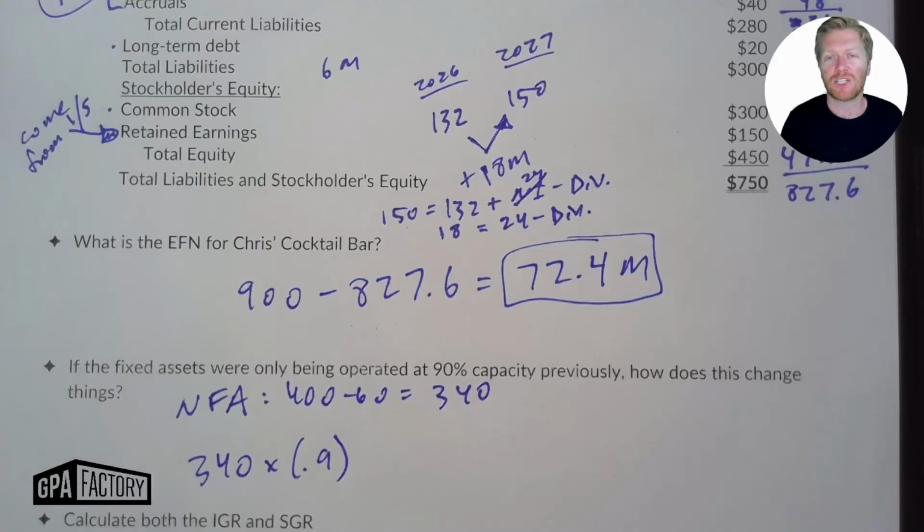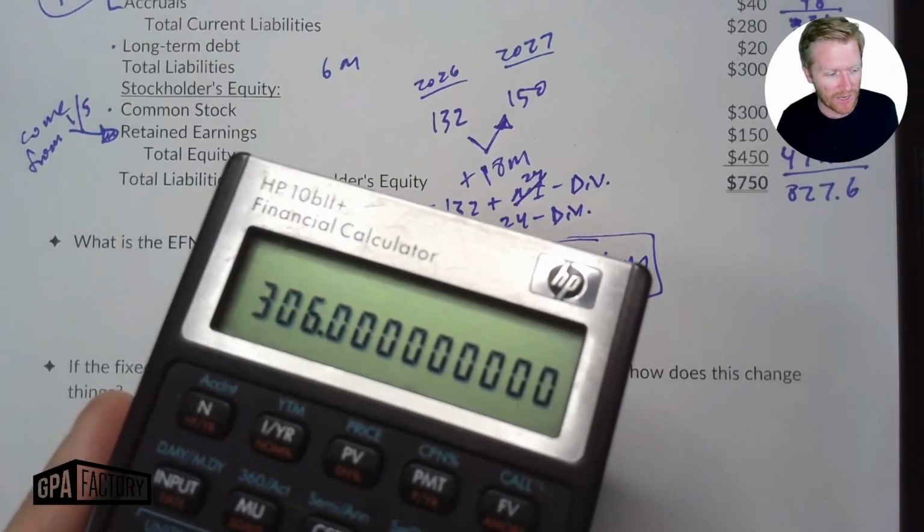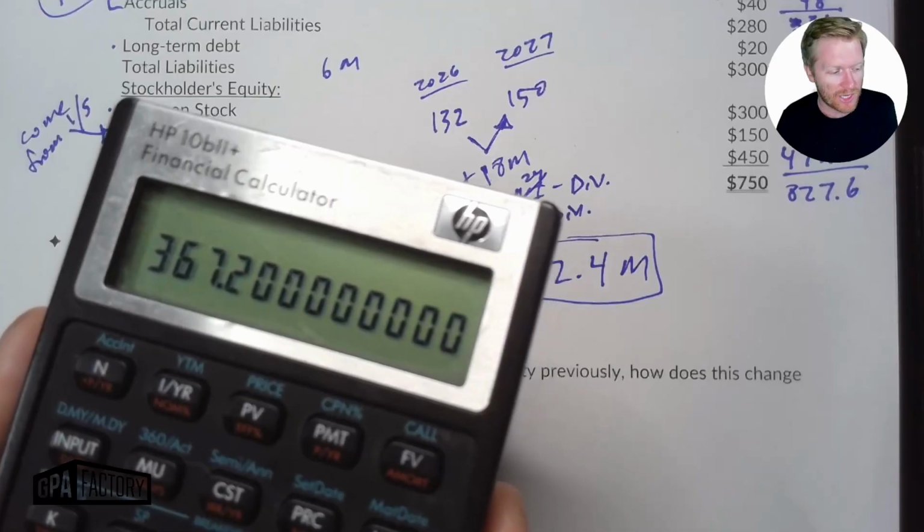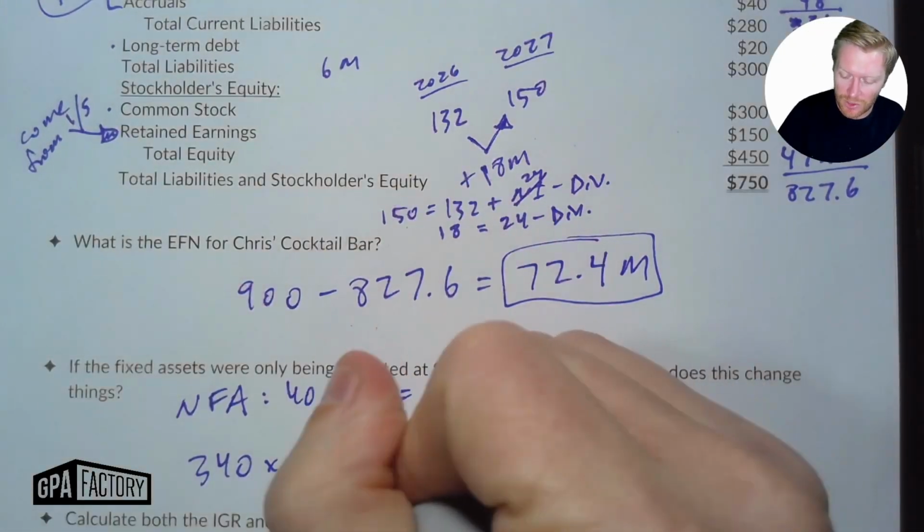How much we're actually using is going to want to increase proportionally with sales. So we would say that 340 times 0.9 is 306. That is going to want to increase proportionally with sales. That's going to want to increase to 367.2.